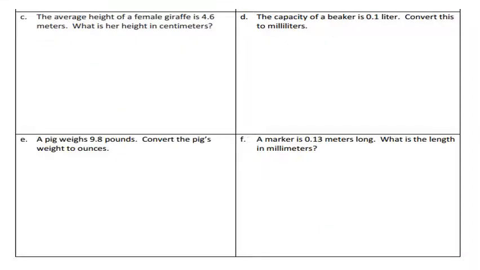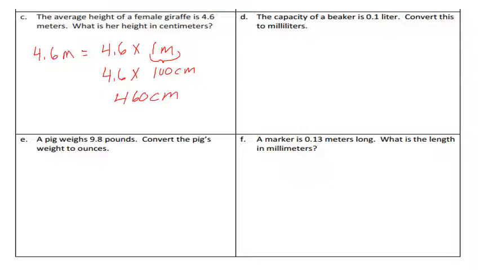Under C, the average height of a female giraffe is 4.6 meters. What is her height in centimeters? Well, 4.6 meters equals 4.6 times 1 meter. 1 meter equals 100 centimeters. So that's 4.6 times 100 centimeters. We're multiplying by 100, so it's going to move 2 place values, so we know that'd be 460 centimeters.